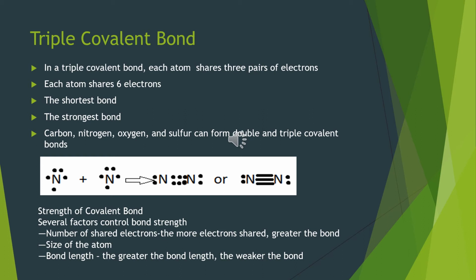Strength of covalent bond. It depends upon several factors. So first one, number of shared electrons. The more electrons are shared, greater the bond. Next factor is the size of the atom. And next is the bond length. The greater the bond length, the weaker the bond.